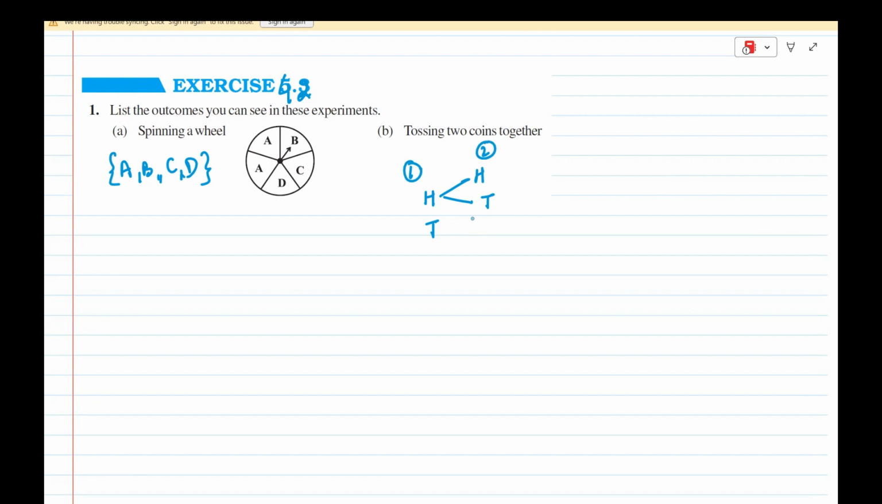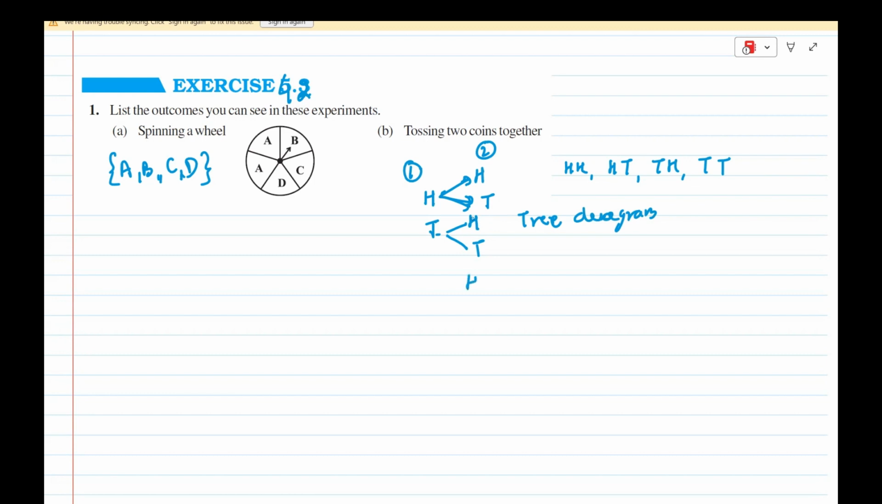Same way, this is the first coin and this is the second. Suppose the first one is tail, the second one can be head, or if the first one is head, the second can be tail. So the number of combinations is, just see the arrows here. It can be head, head, or head, tail, or tail, head, or tail, tail. This is known as a tree diagram.